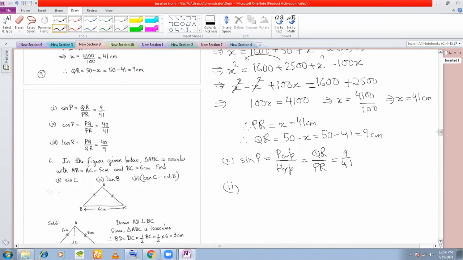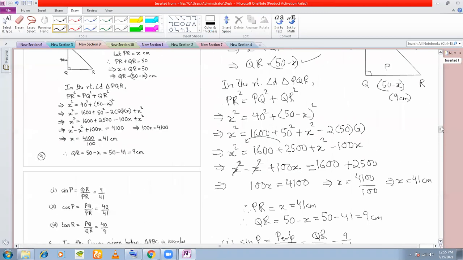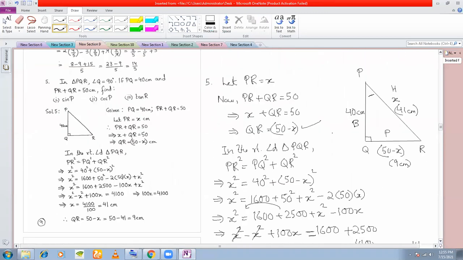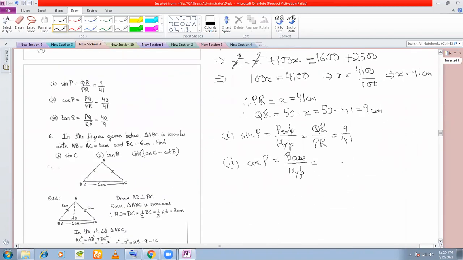Next, what are we supposed to find out? We are supposed to find out cos P. Cos P is base by hypotenuse. Okay, let's see the triangle here. Which one is the base? This one. The remaining side is the base. So PQ is the base. So PQ by PR. PQ length is given to be 40. PR is 41. So cos P is this.